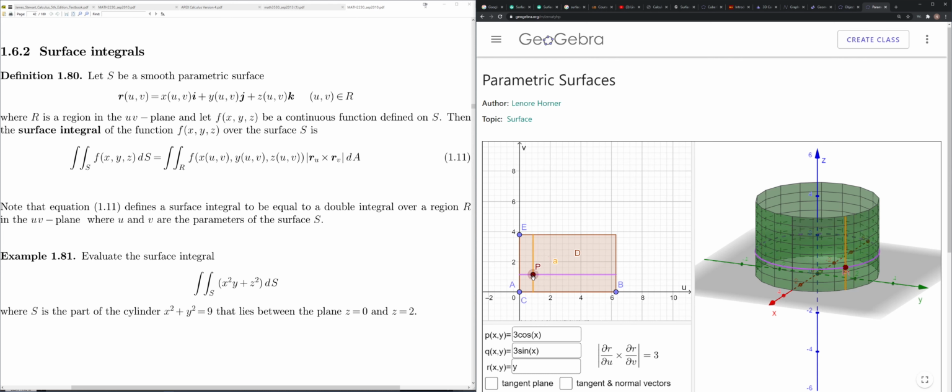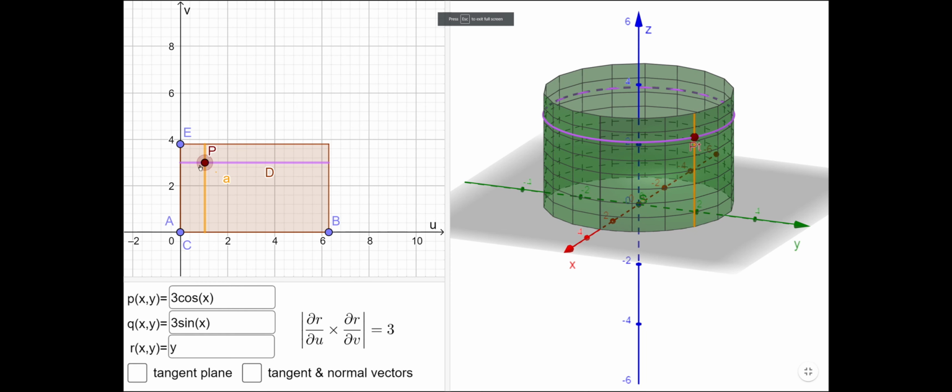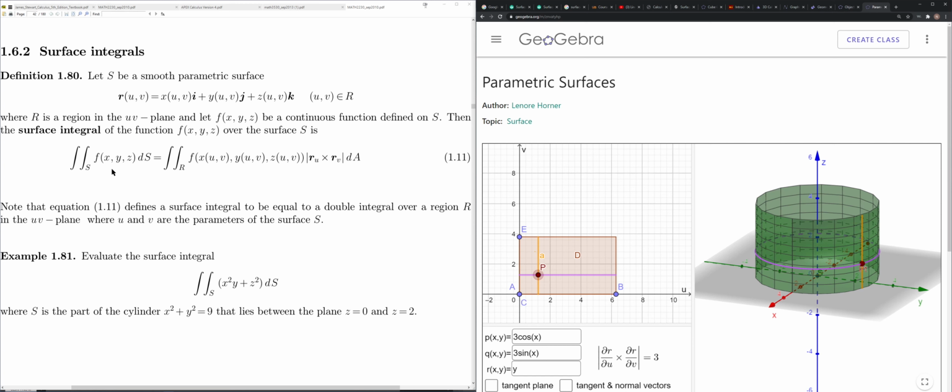So when I take different parameter values, which are pairs of UV, I get different points on the surface S. This is your R, and this is the S for your parametric surface. Now, when you're doing your surface integral, you're integrating a function of three variables over a surface S, so you're integrating a function over this green surface S.